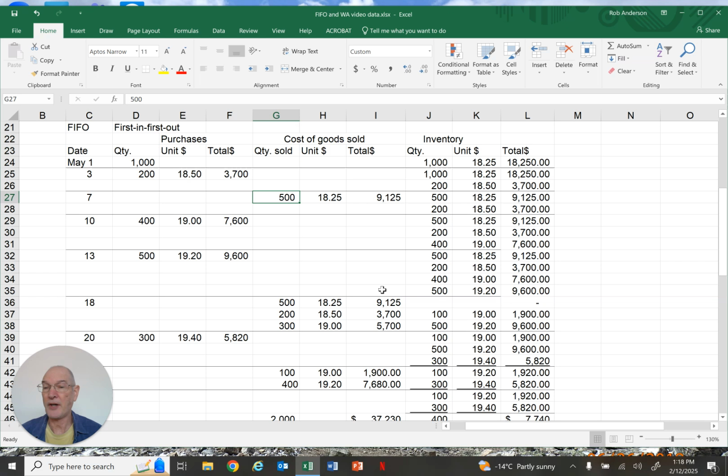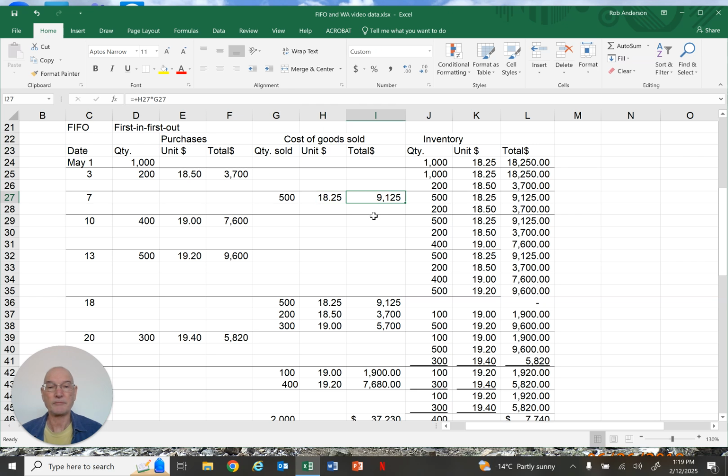And under FIFO, remember, called first in, first out, if you sell 500, you sold them out of this original 1,000. So your cost is based on the first ones you purchased, or $18.25. So this is the concept of first in, first out. And that usually follows the flow, the physical flow of inventory as well. So our cost then is 500 at 18.25.